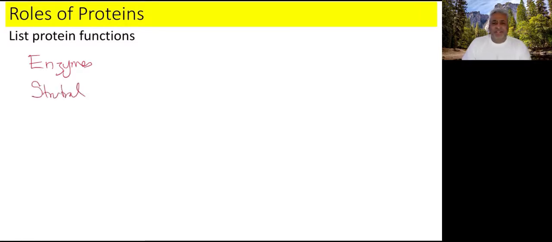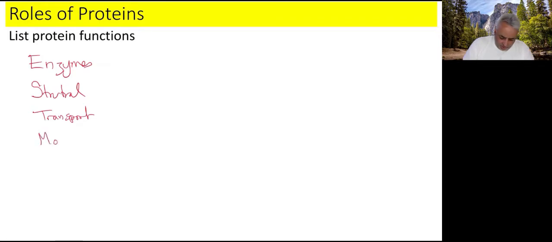And the structural role would be, for instance, producing the cytoskeleton of a cell, or the hair or nails of an organism. The third most common use of proteins is in terms of transport. And the great one that we always use is hemoglobin for carrying oxygen and carbon dioxide. But within the body, there are many more transport proteins.